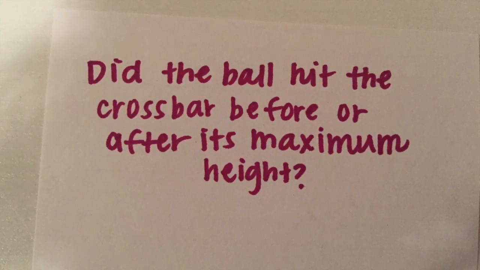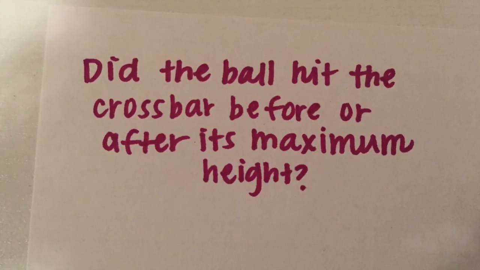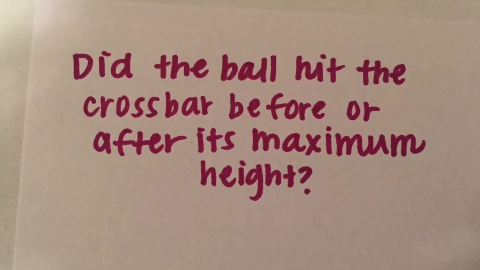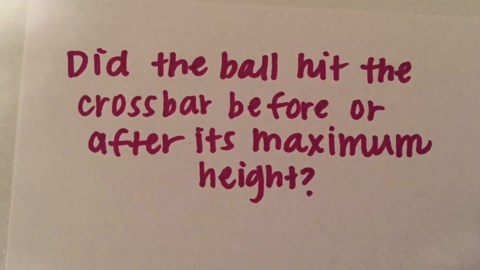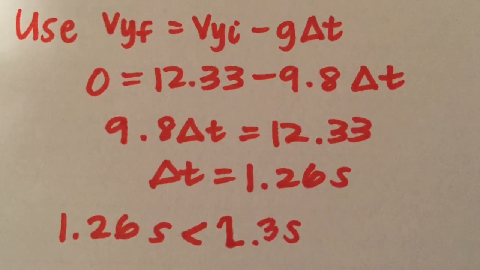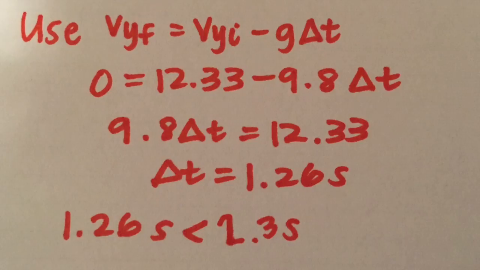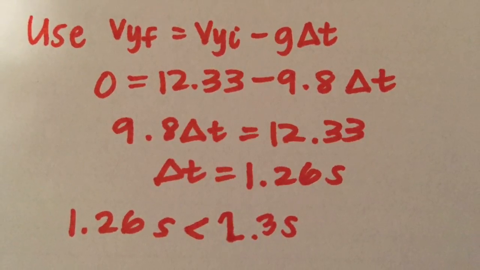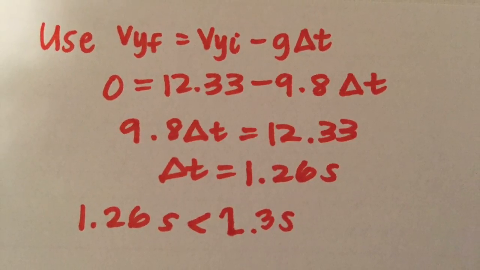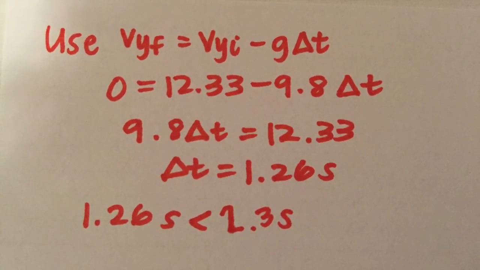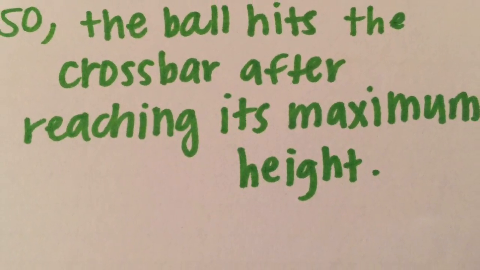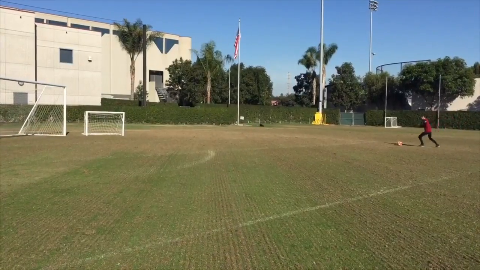The next question we want to answer is, did the ball hit the crossbar before or after its maximum height? We know that when the vertical velocity is 0, the ball is at its maximum height. So we use the equation Vy final equals Vy initial minus g times change in t, and we get that the change in time is 1.26 seconds. Because 1.26 seconds is less than 2.3 seconds, we know that the ball hits the crossbar after reaching its maximum height.